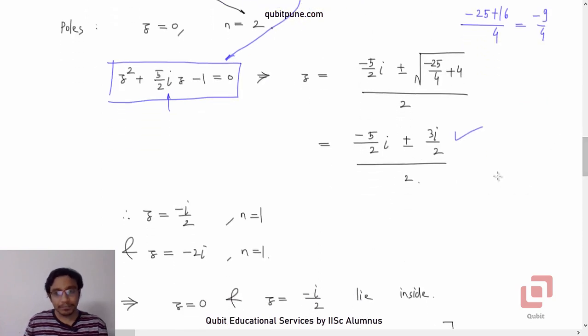Okay, now if you consider the plus sign, then what will the numerator be? It is going to be minus i, denominator will be 2, so minus i by 2, that's the first root. If you consider the negative sign, then it is going to be minus 4i upon 2, so minus 2i. Okay, and both these poles will be of order 1, or they are simple poles.